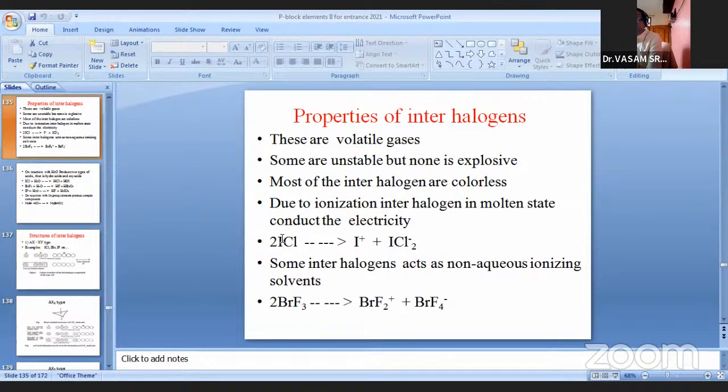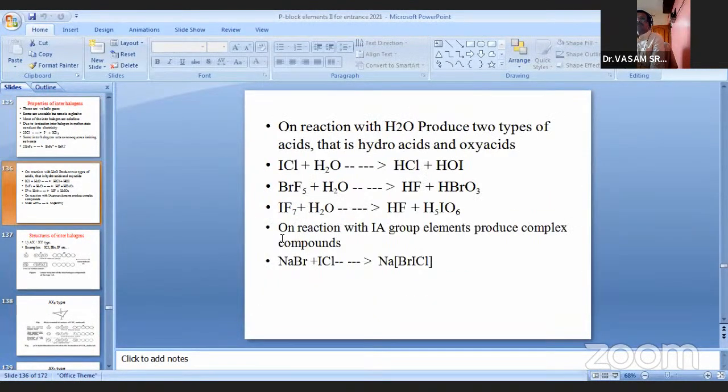And some interhalogens act as a non-aqueous ionizing solvent. If you take 2 BrF3, it gives BrF2+ and BrF4-. They produce different ions. And this one is most important: the reaction with water. Very, very important for competitive examinations. Any interhalogen, when dissolved in water, produces 2 types of acids.